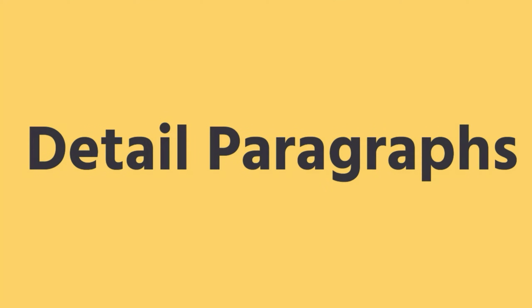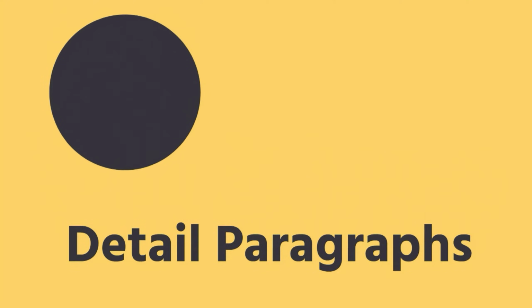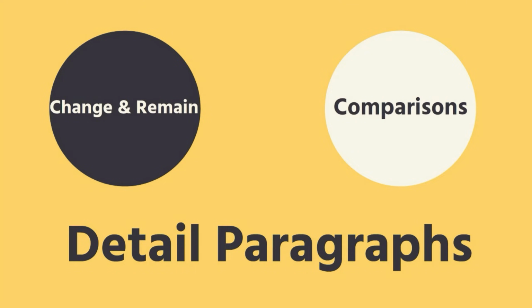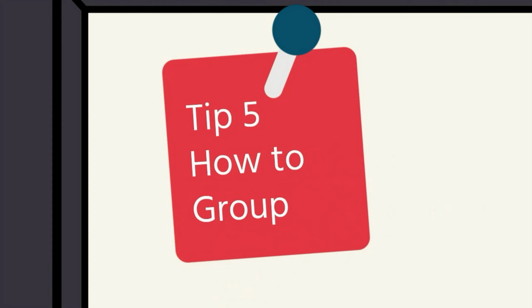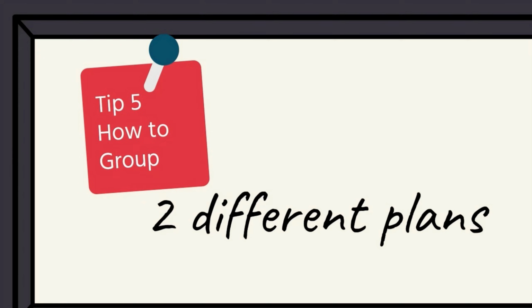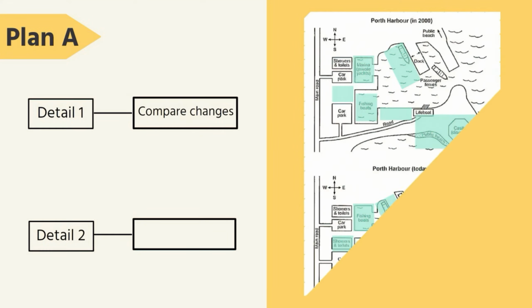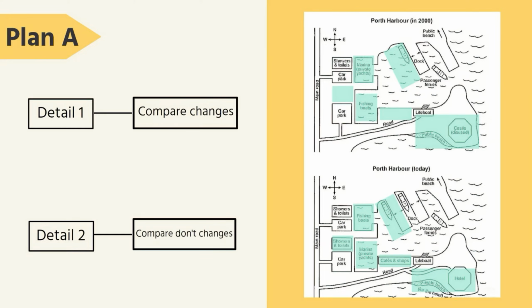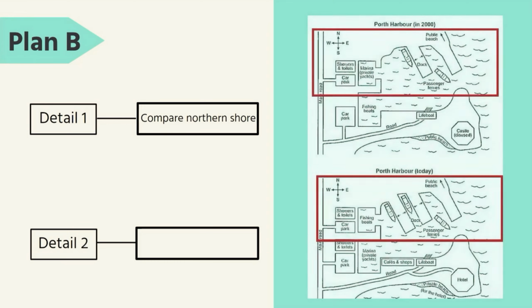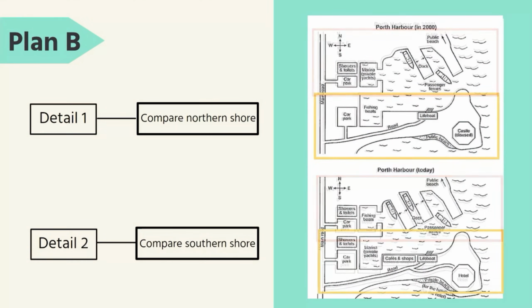Next, detail paragraphs. These 2 paragraphs must contain specific changes and non-changes, or relevant comparisons. Many students are unsure how to begin. So, tip 5. How to group the details. The planning stage is all about organizing and grouping the details we have figured out. I have 2 different plans for grouping the information. Plan A. Compare changes in detail 1 and compare non-changes in detail 2. Plan B. Compare the North Shore in detail 1 and compare the South Shore in detail 2.